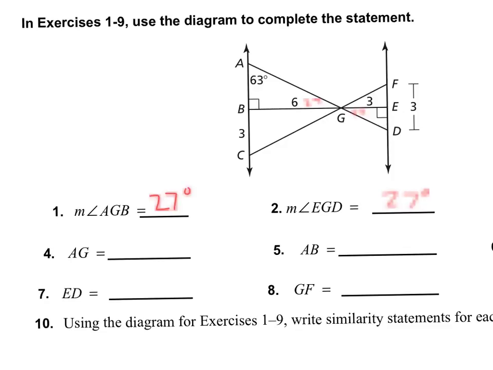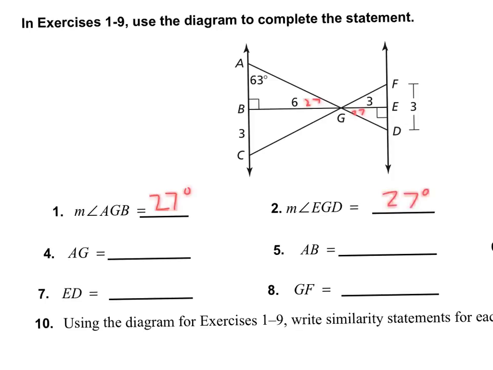Okay. How about EGD? EGD. 63 plus 90. EGD. Oh, vertical angles, right? So if this one's 27, this one's 27. So it's got to be 27.